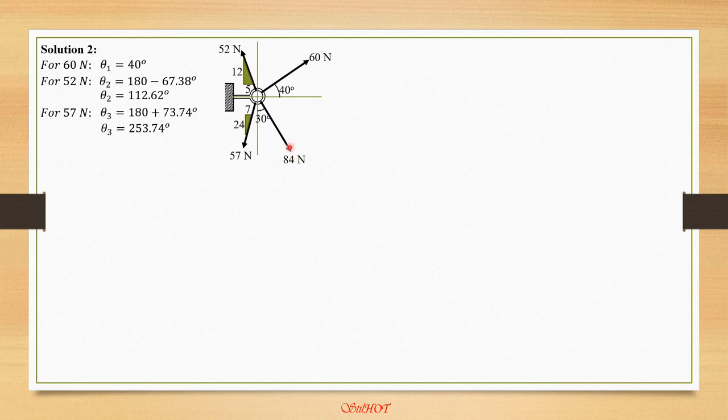Then for the 84 Newton force, you may call the angle theta 4 as negative 60 because it is clockwise. Or if we base it on the counterclockwise direction, the standard measurement of angle, then it is 270 degrees plus 30, which is 300 degrees. So for the 84 Newton force, theta 4 is 300 degrees or negative 60 degrees. It's up to you if you want.